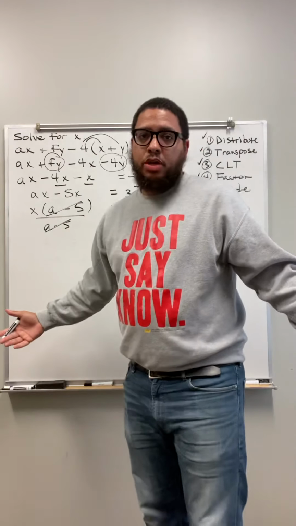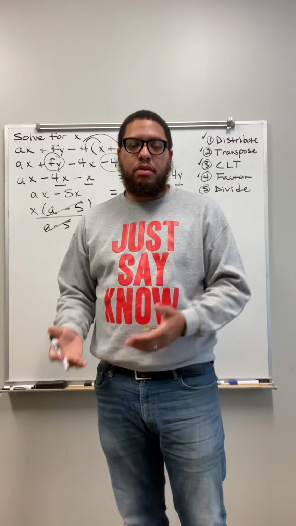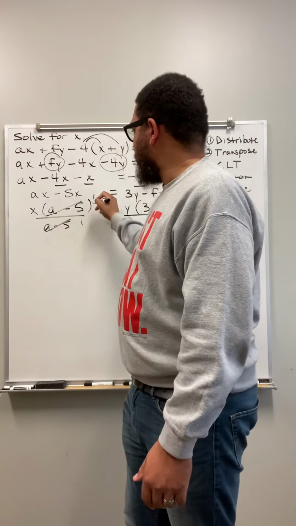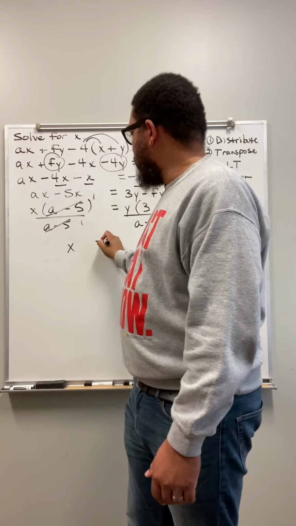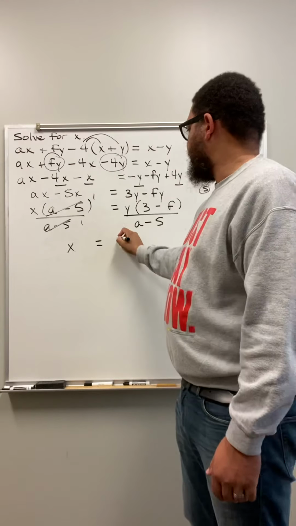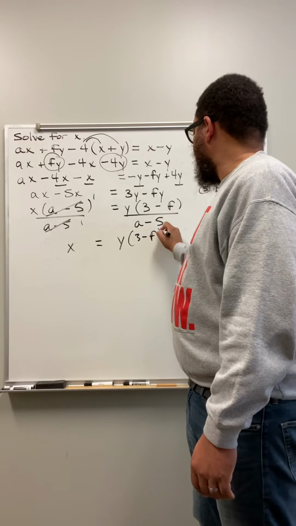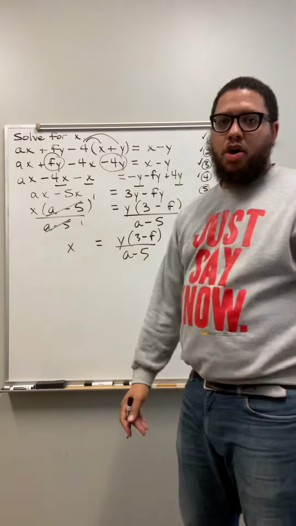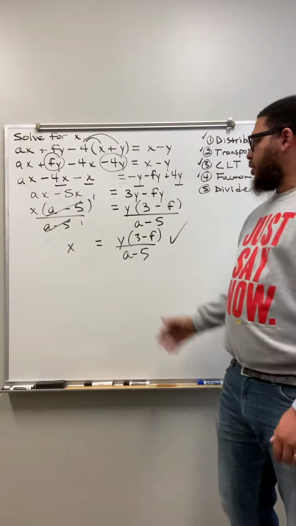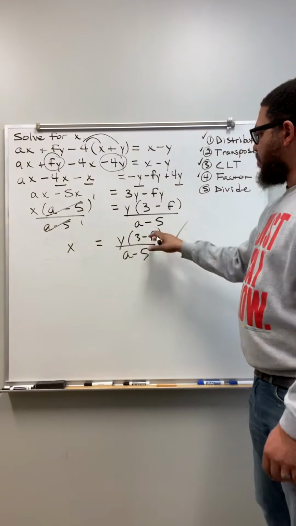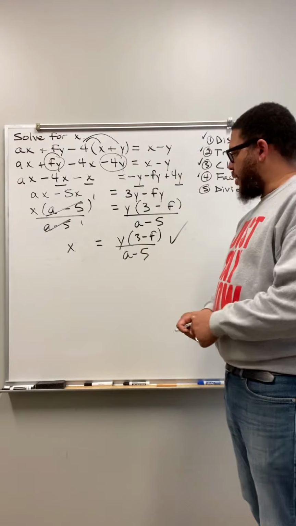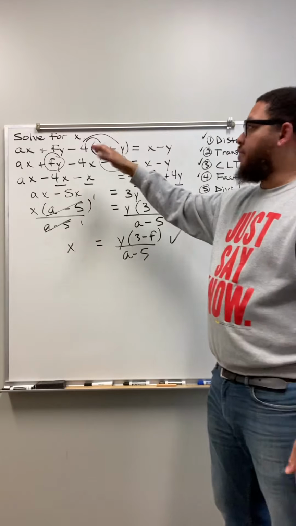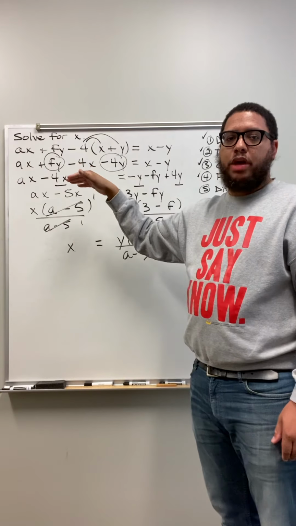They're the same thing. So whenever you divide something by itself, the quotient is 1. So this becomes 1 and that becomes 1. So now I got X times 1 divided by 1, which is just good old X. And now on the right side, I got Y times the quantity, 3 minus F over A minus 5. And we are all done. All right? So we got X equal to Y times the quantity, 3 minus F, all divided by A minus 5.